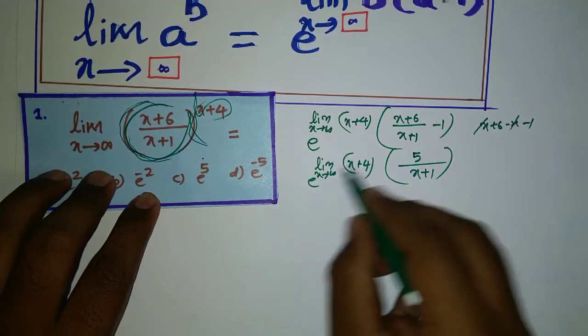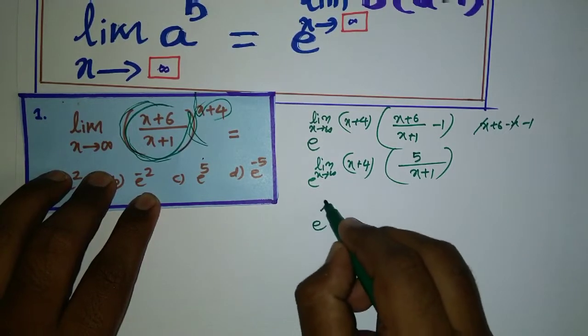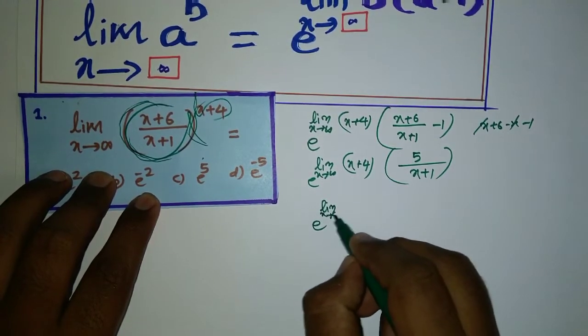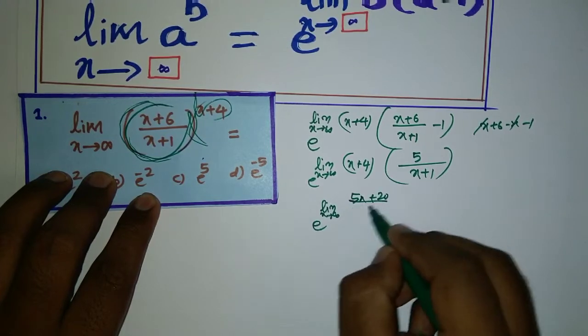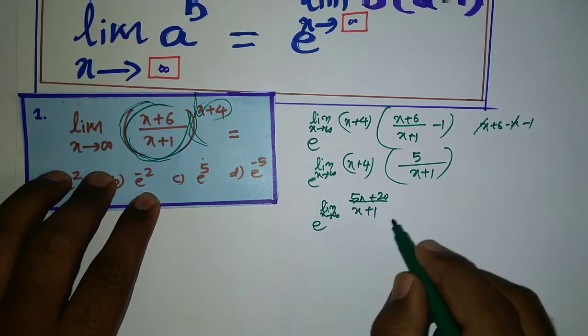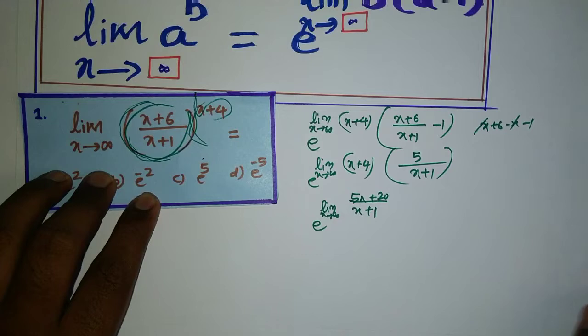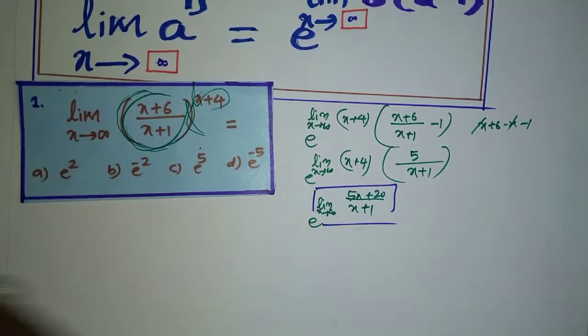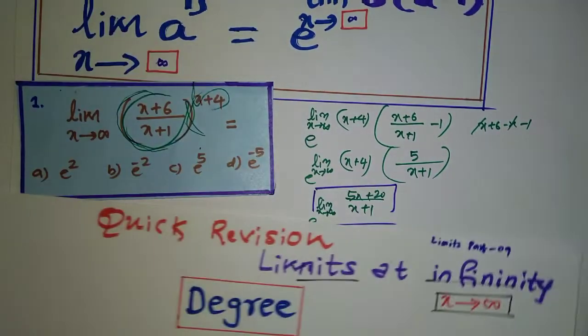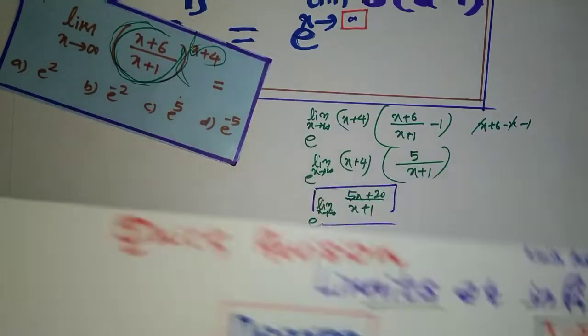Now listen, based on this step I will take the judgment. E raised to limit x tends to infinity, so no need of multiplying. Then we multiply 5x divided by x plus 1. Now check, limit x tends to infinity is there. Based on this super trick, this is the revision concept.